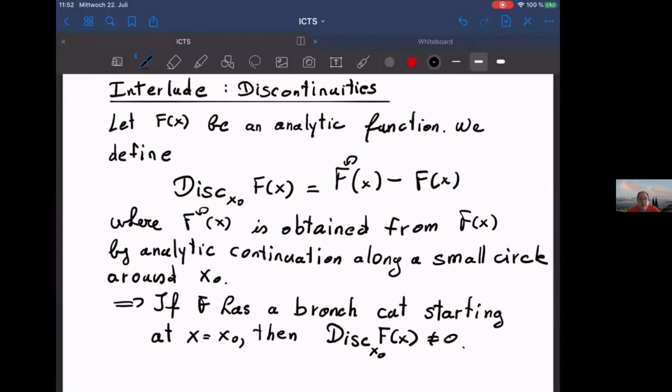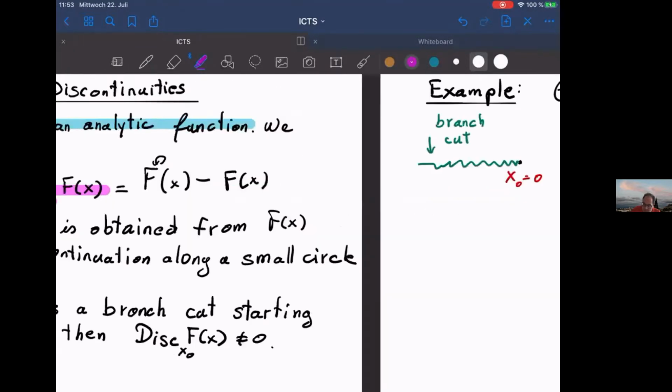So maybe let's briefly review what we mean by discontinuities. So let's take some analytic function f. So what do I mean by discontinuity of f around the point x0? Well, I have an analytic function. I can analytically continue it. In particular, I can take a little path that goes around the point x0. So I start from the point x, I move along, actually go here.